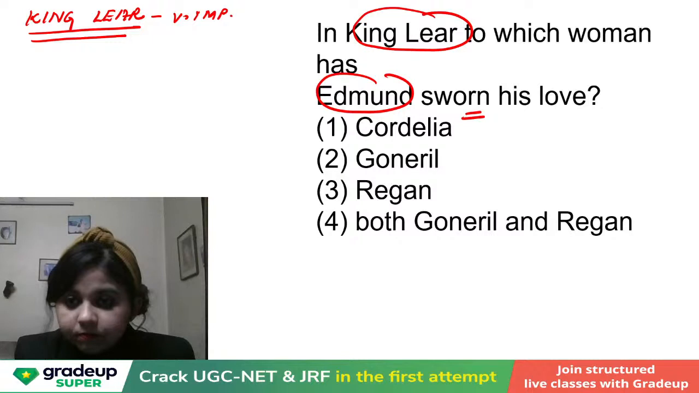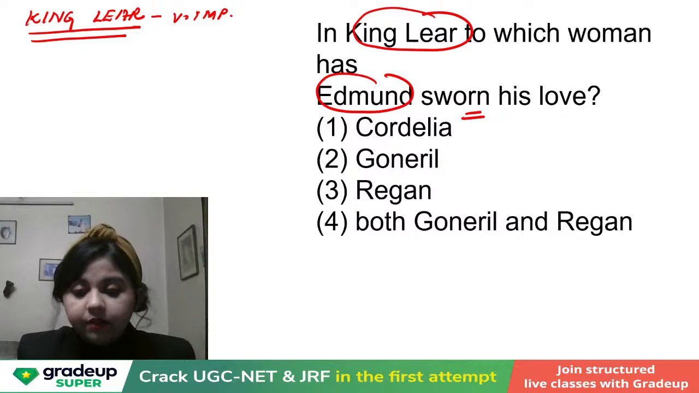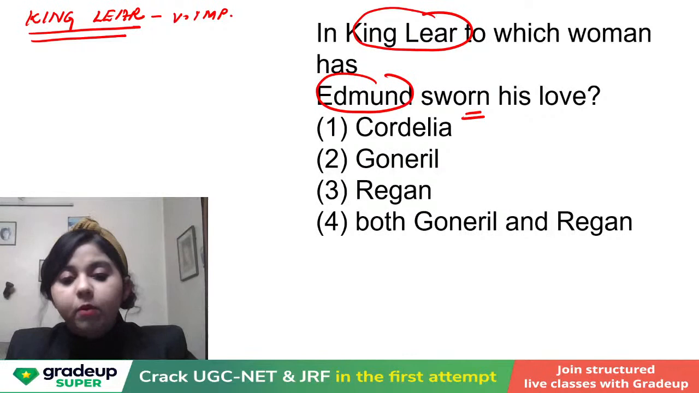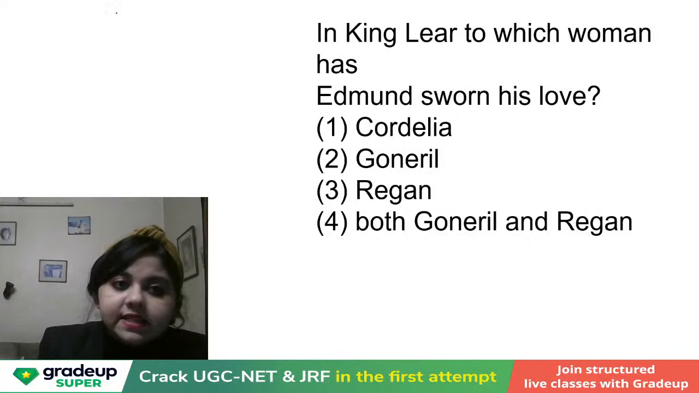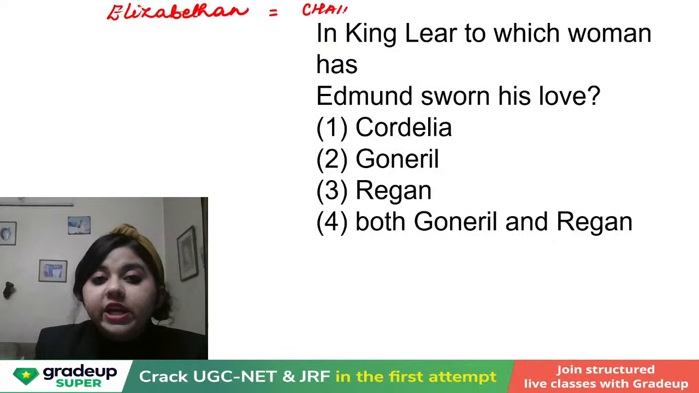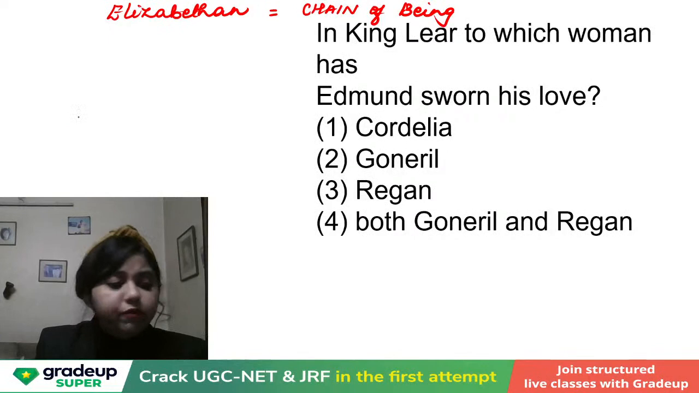Okay, fantastic, great. All right, so when you're discussing King Lear, what you have to keep in mind is that King Lear is actually a verb. First of all, a very common question that is asked: when you talk about Elizabethan society, please remember, as I have already told you, that it believed in the chain of being. What did they believe in? What do we mean by chain of being?